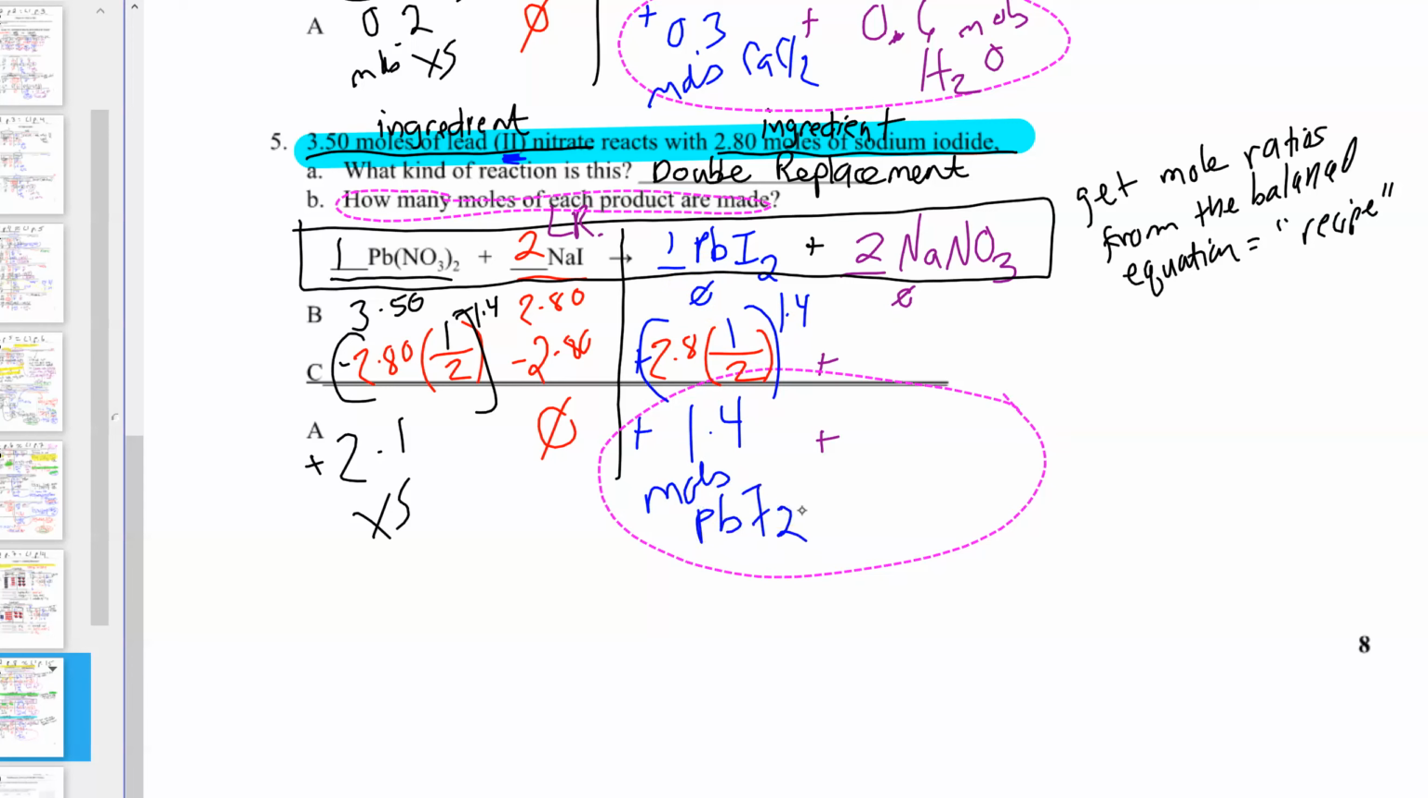Now, how did I know it was lead-2? Well, in the beginning, they told us it was lead-2 nitrate. Just always assume if you have a transition metal, it'll be the same charge the whole way through the problem. And one last one, we've got to get the sodium nitrate.